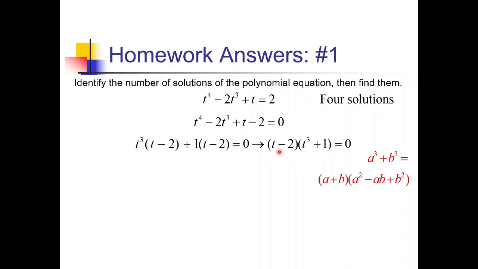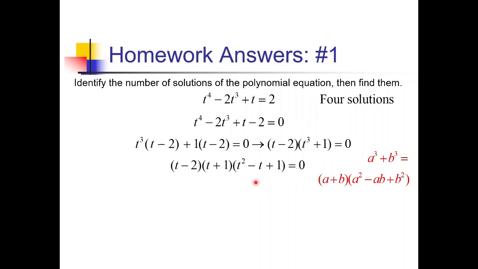So I've got the t minus 2 that I took out initially. And now for a, I need to take the cube root of t cubed, which is just t. b is just the cube root of 1, which is going to be just 1. So we have t plus 1. And then a squared is just t squared, minus ab is just minus 1 times t, so minus t. And then b squared is just 1 squared, so that's also 1.